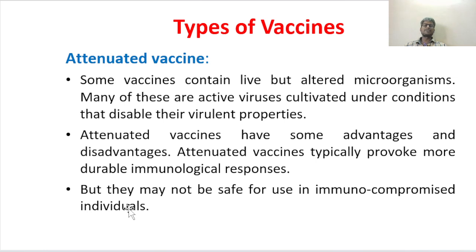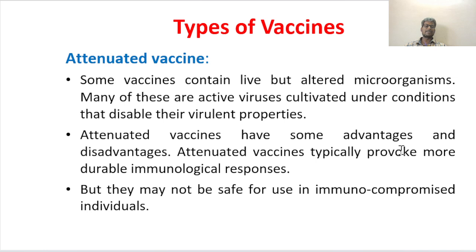Coming to types of vaccines. There are different types of vaccines available in the market for treating small ruminants as well as large ruminants. The first and foremost is the attenuated vaccine. Some vaccines contain live but altered microorganisms. Many of these are active viruses or active microorganisms cultivated under conditions that reduce their virulent properties.